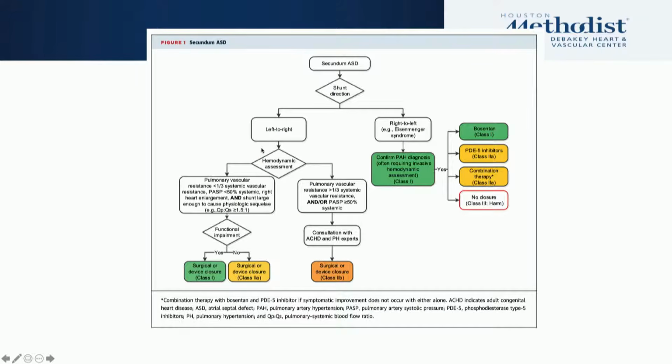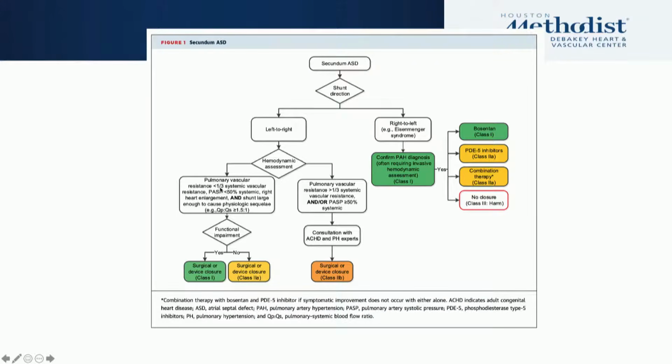The last thing that I'm going to be showing is basically the ASD. You know, a QP:QS more than 1.5 is considered significant. And then you look at the shunting. If it's right to left and an Eisenmenger syndrome, then you have to refer him to the congenital and pulmonary team. If it's left to right, then you look at the hemodynamic assessment. You look at the PA pressure and the pulmonary vascular resistance.